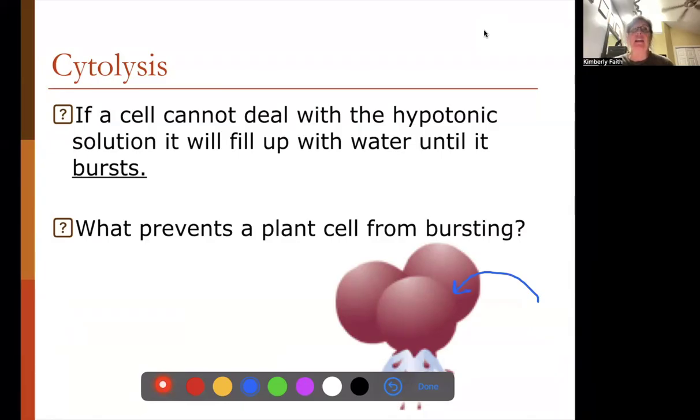Which is why in the nursing health profession, they have to be very careful with what IVs they're sticking into your blood. It needs to be in what we call a ringer solution. And what that ringer solution means is it's isotonic. All right. So we're not going to mess with your solute solvent concentrations, which is good. If a cell cannot, like we said, it's going to burst. What prevents a plant cell from bursting? I kind of talked about that. And that would be, again, the cell wall.